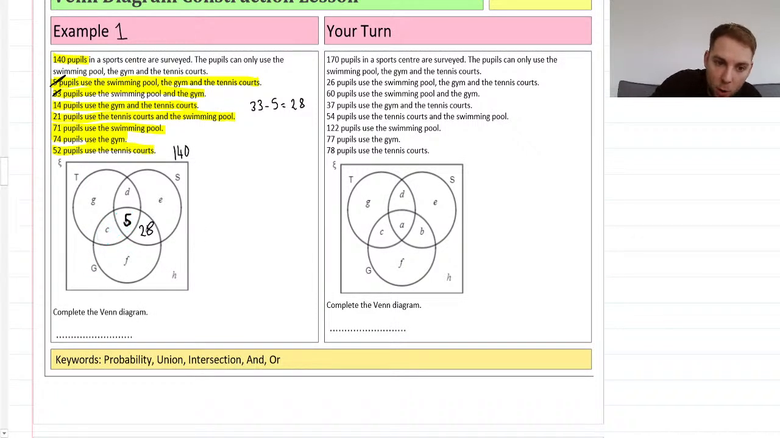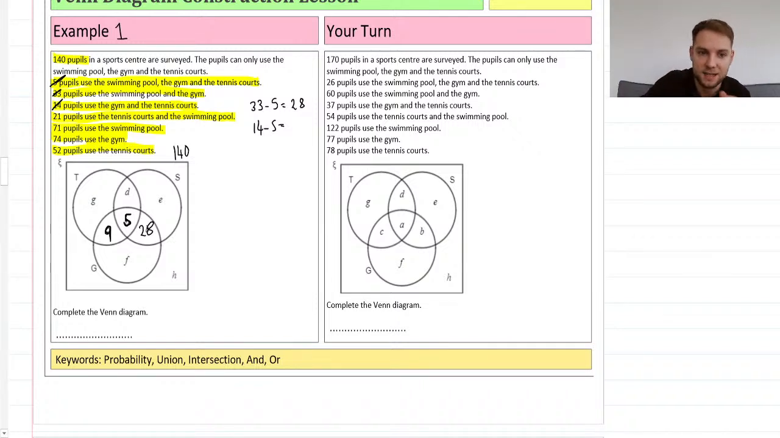Okay, so if I know that both of these areas here sum to 14, which is what we've just said, then I know that C must be equal to 14 subtract 5, which is equal to 9. And then I can cross off that 14 there. So it's all about starting in the middle and working your way out using the things that you know.